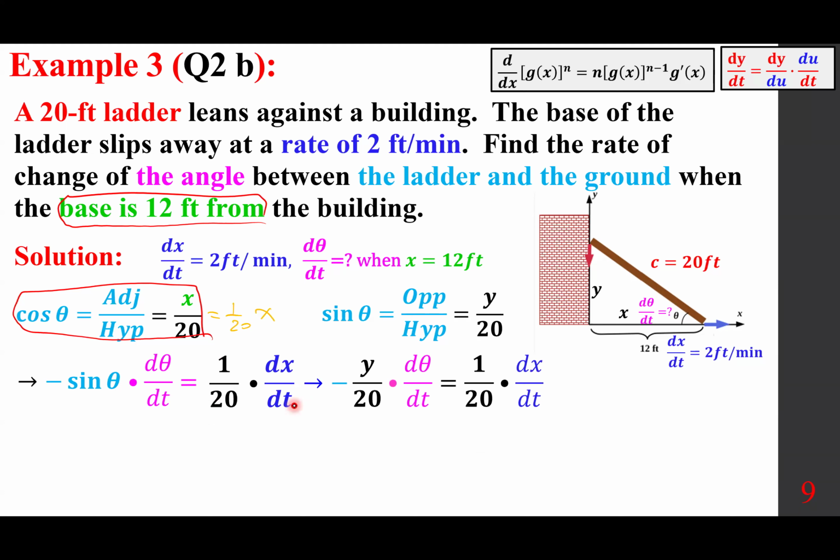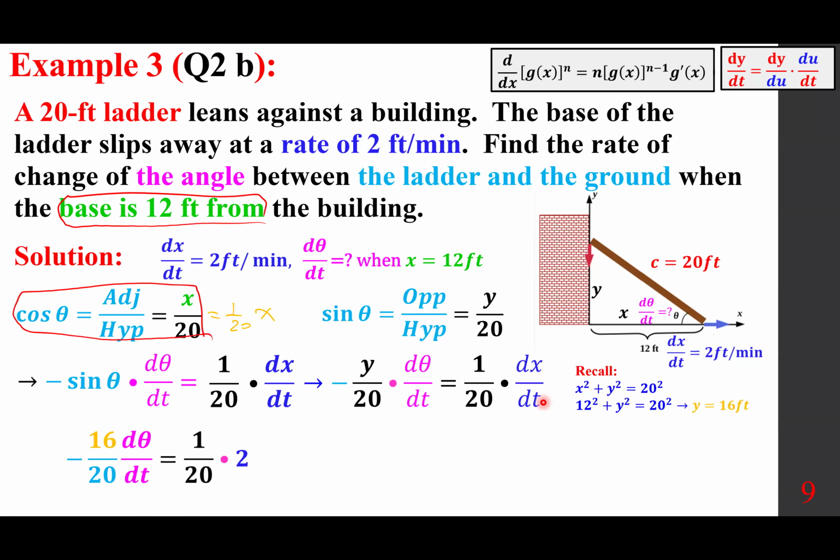Now, pretty much we have everything. Again, I'm going to remind you of the Pythagorean theorem: x squared plus y squared equals 20 squared. And I'm not going to go over that again. We did that in the previous page, and we found y to be 16. So over here, minus y over 20 means minus 16 over 20, d theta dt, 1 over 20. And now I'm going to replace the dx dt with 2.